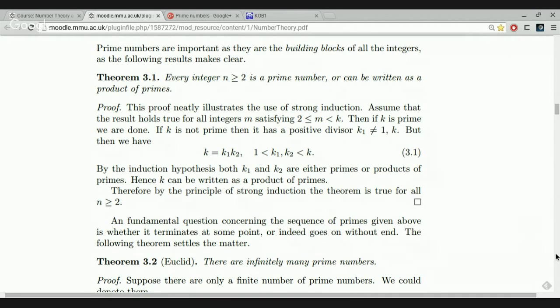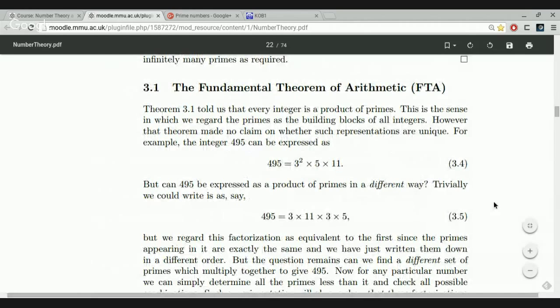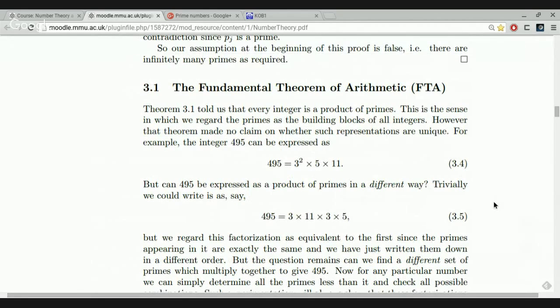Now we want to get to our FTA, our Fundamental Theorem of Arithmetic. As I've said, we've already proved the existence part, that every integer factorizes into prime numbers. Here's another example, 495, 3 squared by 5 by 11. We can write down a slightly different looking prime factorization by just reordering the prime numbers.